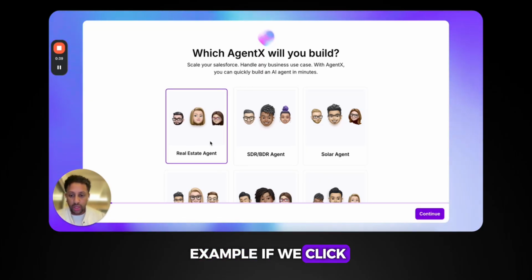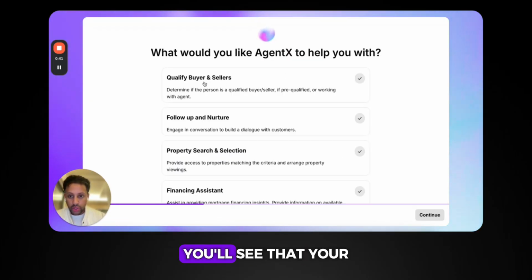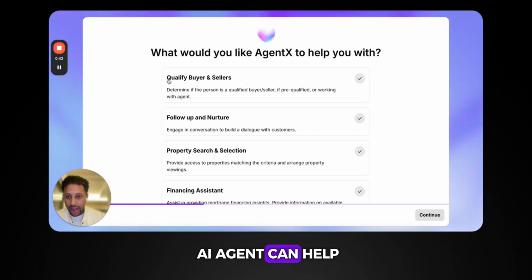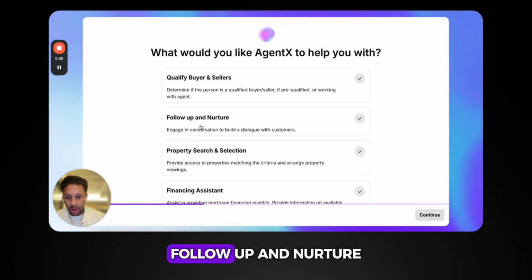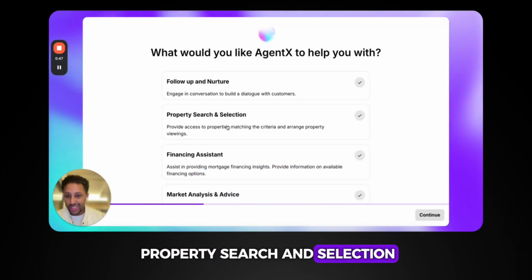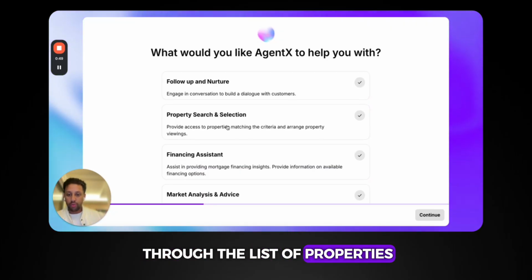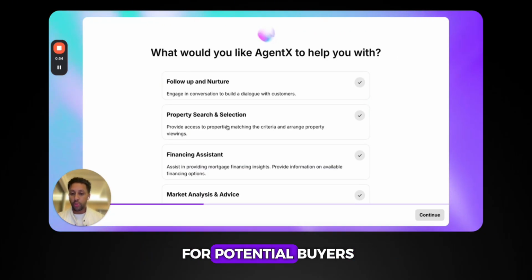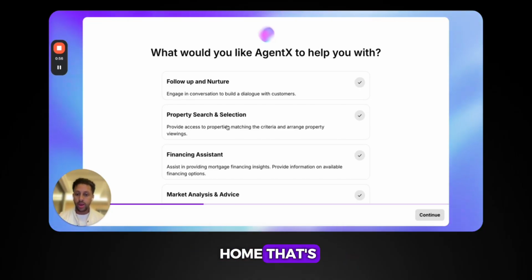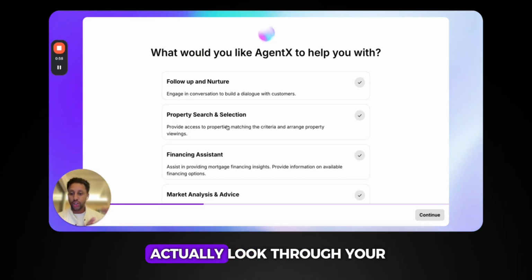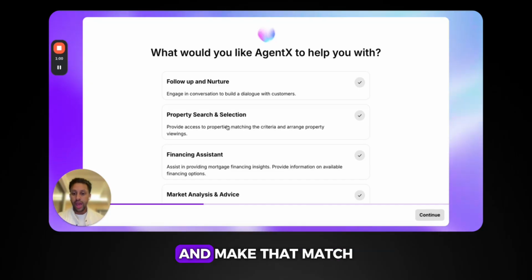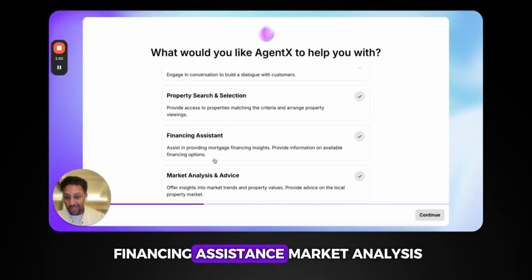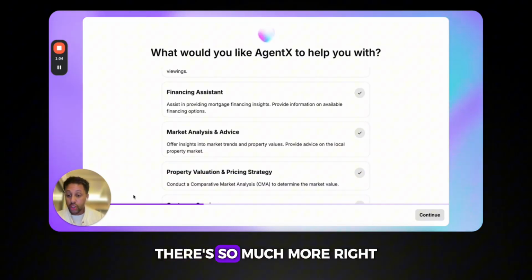I'll give you an example. If we click into real estate agents, you'll see that your AI agent can help you qualify buyers and sellers, follow up and nurture, property search and selection. What that means is it can actually look through the list of properties you have in your listing as a realtor and make those selections for potential buyers that are like, hey, I'm looking for a home that is a 2-bedroom with a pool. Well, your AI can actually look through your list of real estate properties and make that match. Financing assistance, market analysis. There's so much more, right?